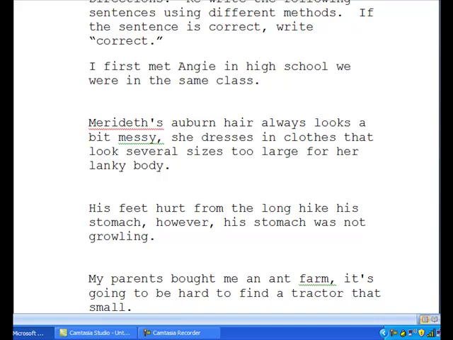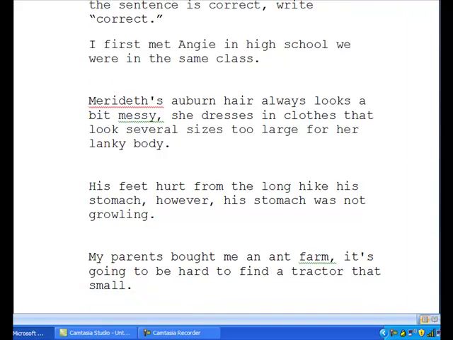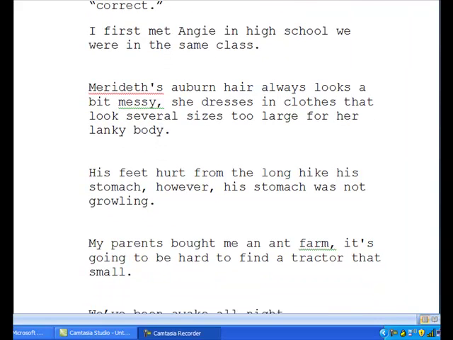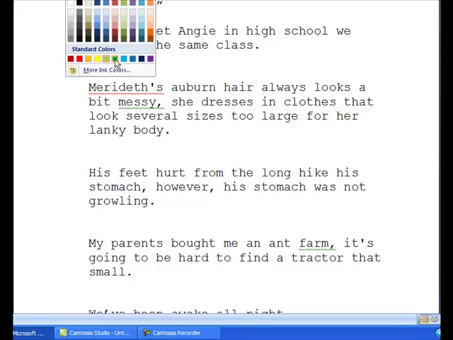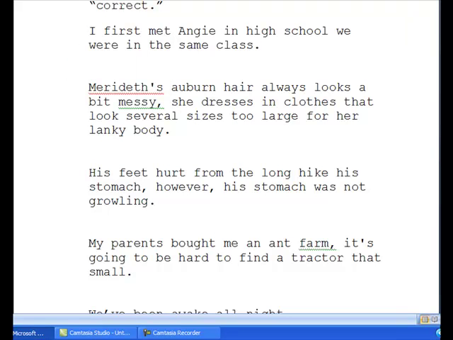Okay, what we're going to do is look at some of these sentences and go through them and see if we can fix them in an appropriate way. Let's look at this first sentence, which begins here. I first met Angie in high school. We were in the same class. This, I hope you see, is probably the most serious kind of error. This is that fused sentence.